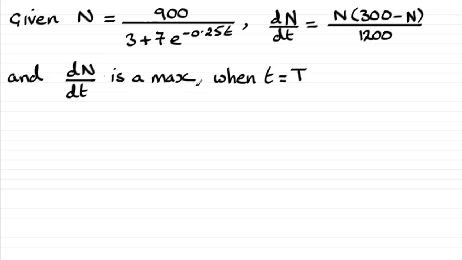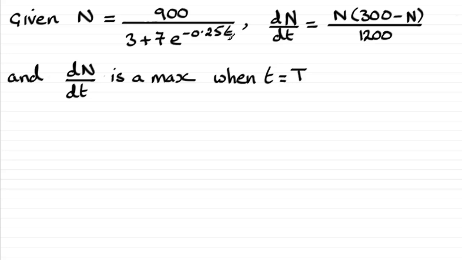So we could take this equation here and differentiate it again, put it equal to 0 and solve for n then, and then substitute that value back into here and work out the value of t from there.